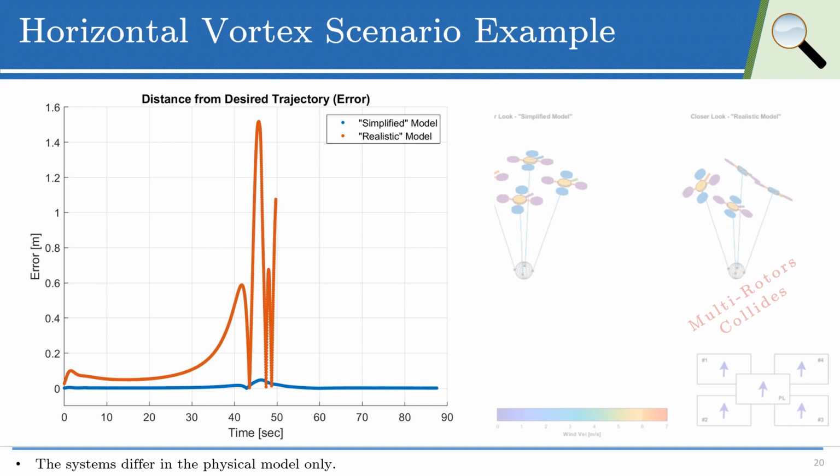In this example, we demonstrated the inadequacy of the commonly used simplified aerodynamic model of the rotor when faced with turbulent wind conditions found in urban areas.